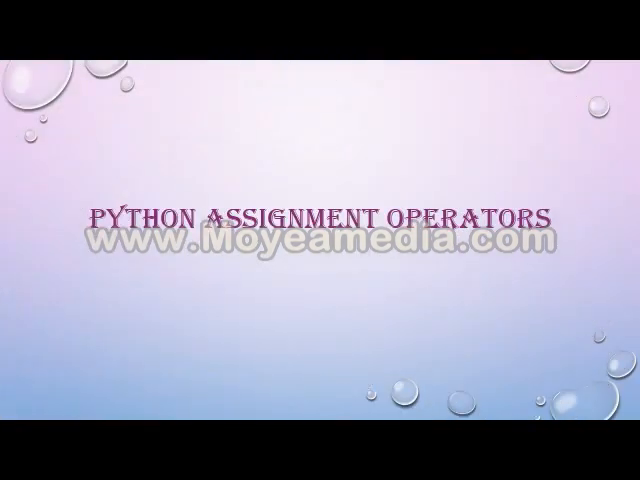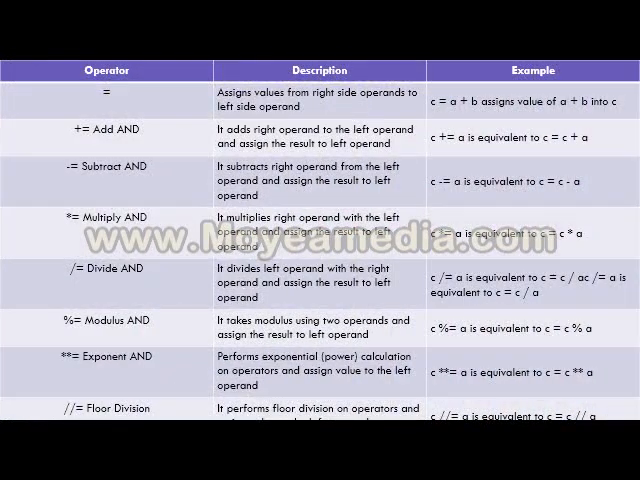Now we will see about Python assignment operators. So here are the 7 Python assignment operators. We will see them one by one. Firstly, this equal operator. It assigns the value from right side operands to the left side operand, meaning here we have 10, here we have 20, so it will add up and assign to the left side operand C, that is, in C we will get the value 30.